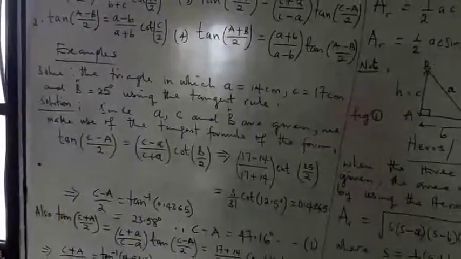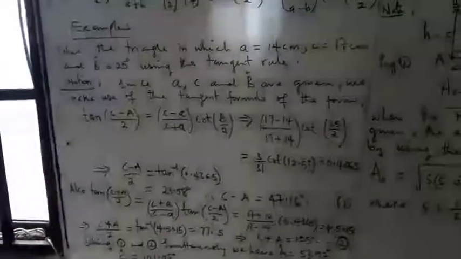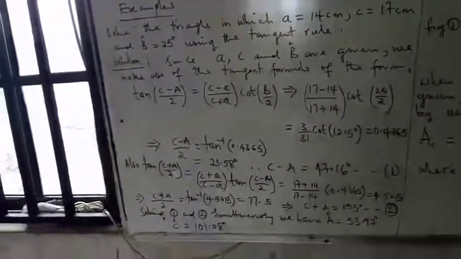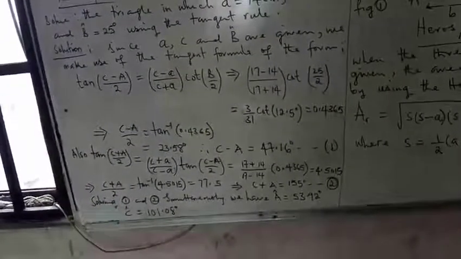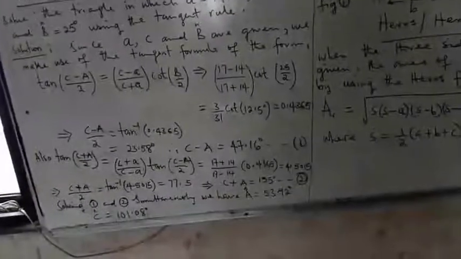Now let's look at an example on that. Solve the triangle in which a is 14 cm, c is 17 cm, and angle B is 25 degrees using the tangent rule. Solution: since a, c and angle B are given, we make use of the tangent formula of the form tan of (C minus A) over 2 equals (c minus a) over (c plus a) cot B over 2, where c is 17 and a is 14.